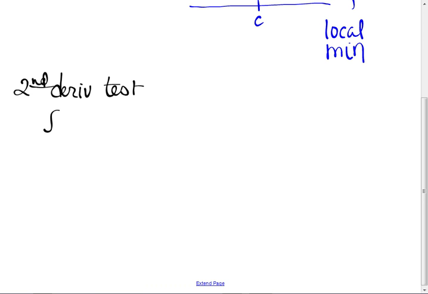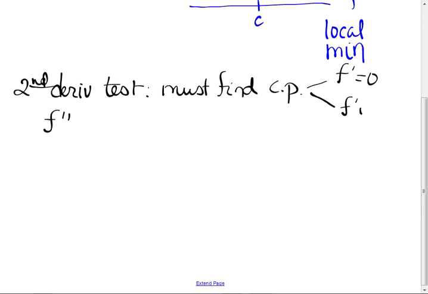You look at f double prime. So first you must find the critical points. Okay, that's where the derivative is 0 or undefined. Should I write that? Might as well. F prime equals 0. F prime is undefined. Then you find the second derivative and evaluate it at the critical points.